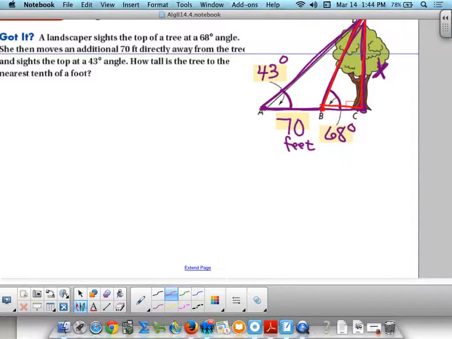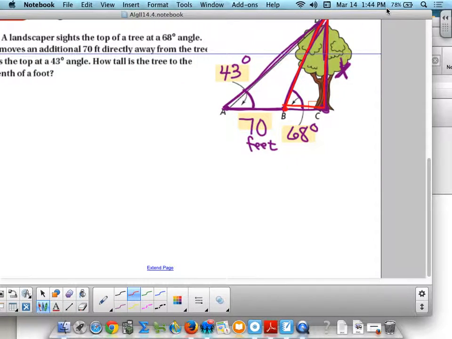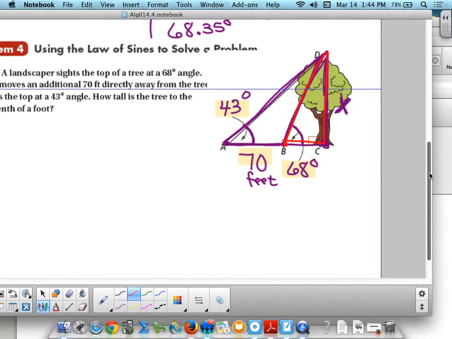You could find the base of the smaller triangle and then add it to 70. Okay, how do I find that base? How do I know that? How am I going to find it is my question. 70 is from B backwards to A. Okay, I don't think I can find that piece.